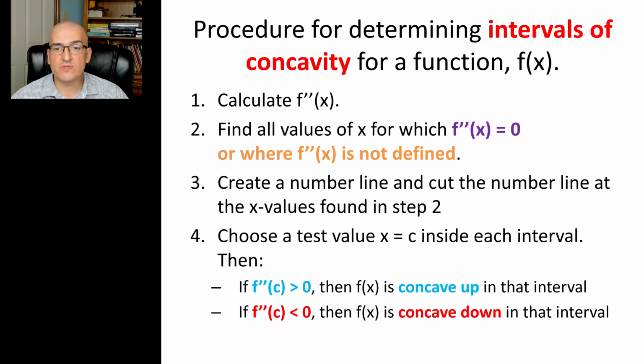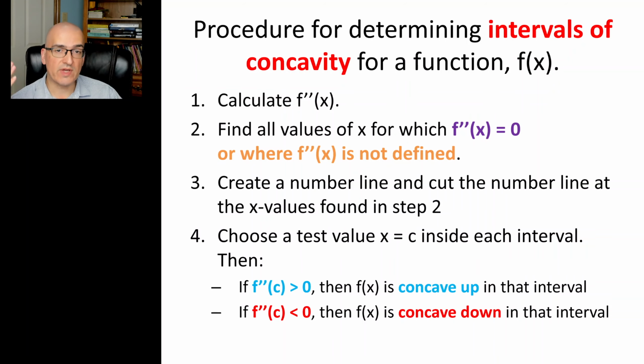Once we have those numbers, we can make a number line, cut the number line up, and we choose test values. Now this sounds familiar. This is just what we already did to find max and min. We're doing all the same analysis, but instead of with f prime, we're doing it with f double prime. And instead of talking about increasing and decreasing, we're talking about concave up and concave down. And instead of talking about max and min, we're just talking about something that's called inflection points. And we'll define that more carefully soon.